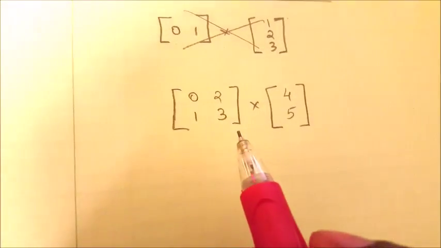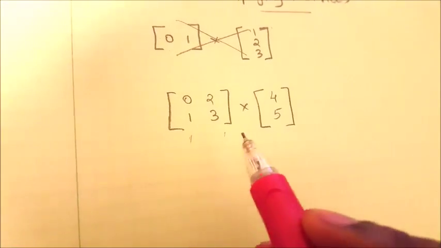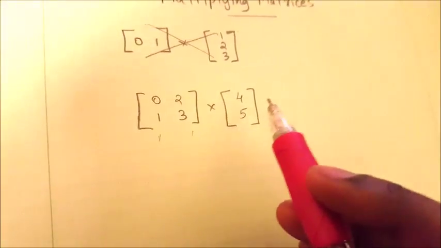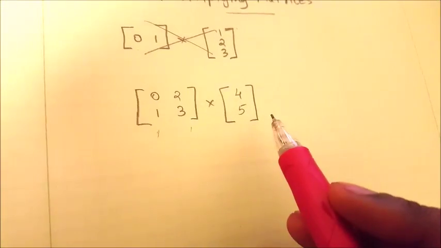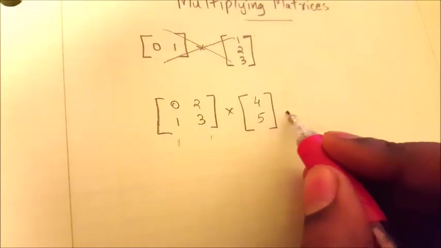Now let's go over here. The number of columns in this matrix, there's 2 columns over here, 1, 2, so 1 column, and then over here, this matrix has 2 rows, 1, 2. That means you can actually go ahead and multiply these. So let's do that problem and see what we get.